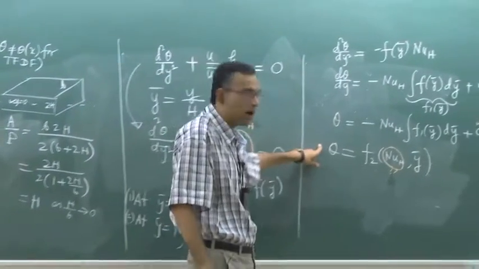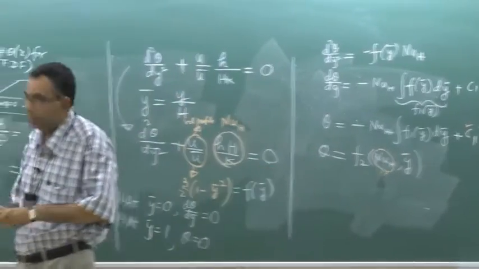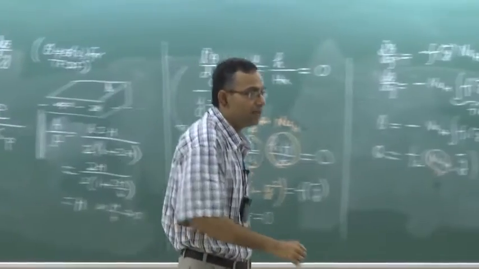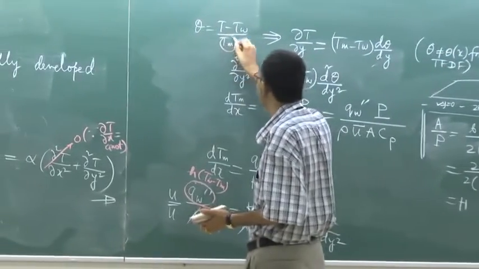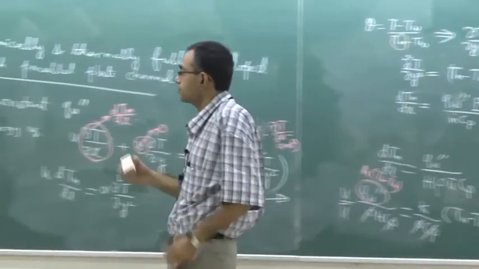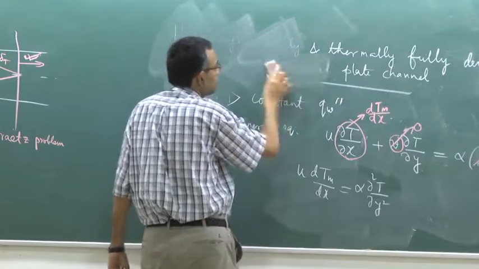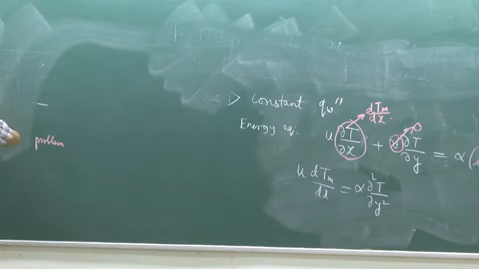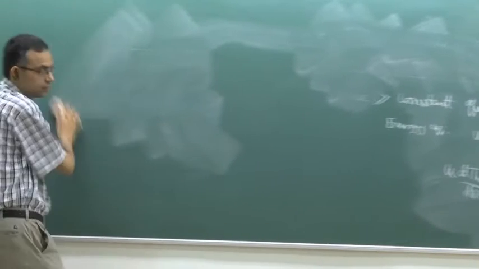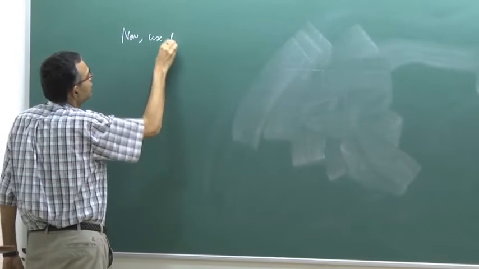So that is what has been utilized here. So we need to close this problem by putting some additional constraint. What is that additional constraint? That additional constraint is the definition of bulk mean temperature, which we have not yet used. Maybe we will do it here. So now use the definition of Tm.